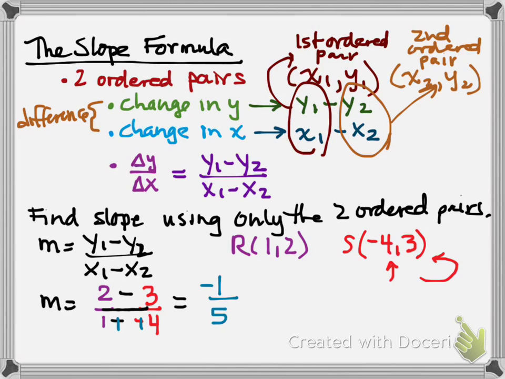So let's do another one. Again, all I'm doing is taking my ordered pair as x, y, and rotating it so the y is on top and the x is on the bottom. I'm just writing that ordered pair as a fraction with y on top, x on the bottom.